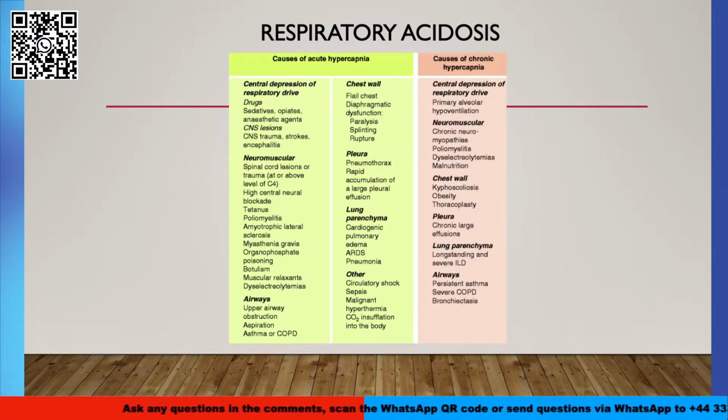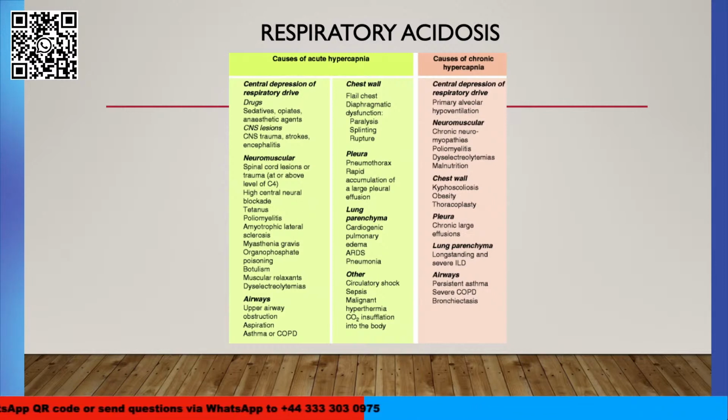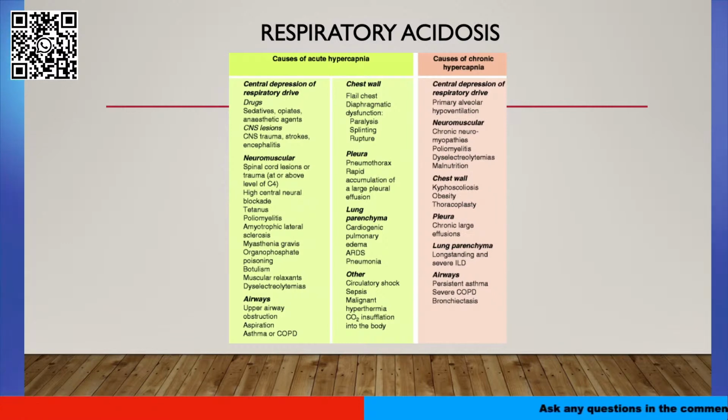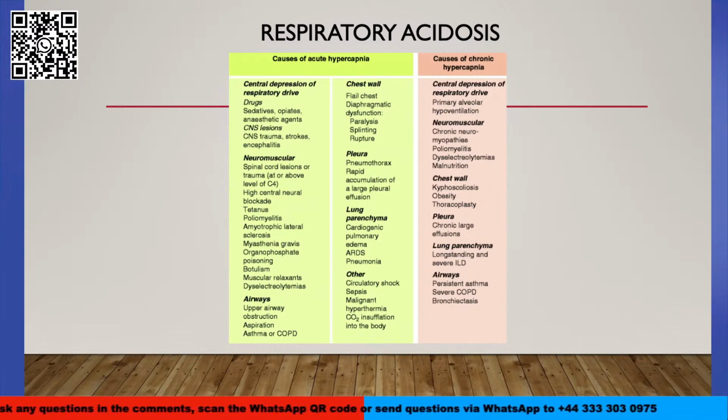This is a really busy slide, so I'm not going to read every little bit out, but it's just demonstrating some causes of respiratory acidosis and potentially whether these are acute or chronic. You need to think about things like the central respiratory drive, whether that's depressed, whether the patient has any neuromuscular issues, whether there's any factors within the airways, chest wall, pleura or parenchyma, or thinking slightly more broadly, is the patient in shock? Are they septic? Have they had CO2 insufflation into the body, for example, during a laparoscopic procedure?